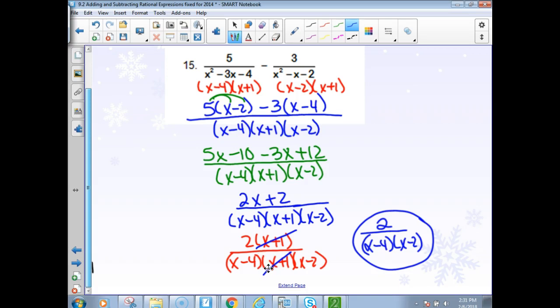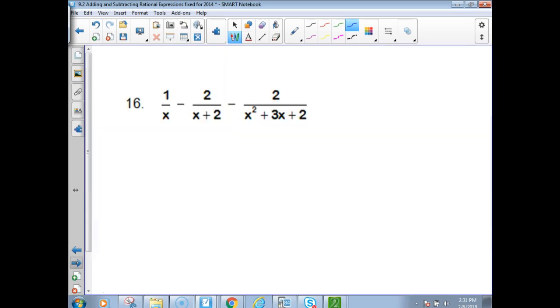Okay, now comes the longest one of all. I know. Oof. A lot of writing on these. They are tedious, and you have to be very careful and meticulous and write clearly so you don't make little mistakes with your signs and everything else. All right, 16. Here we go.